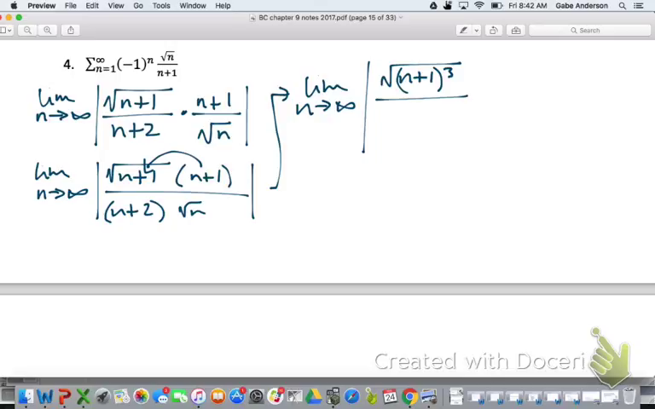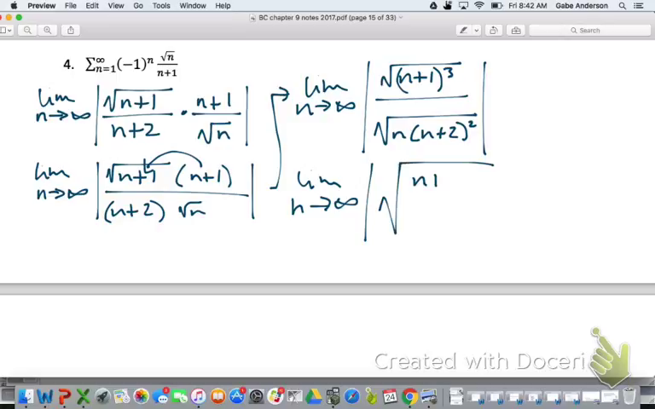That would be the same as to the 3 halves, right? Yes. Okay. And then down here, it would be root n times n plus 2 squared. Remember, if you've got a squared in the radical, you can take it out by just dividing the exponent by 2, right? You can put it back in by multiplying by 2. So, I think at this point I can make maybe one more move and say limit as n goes to infinity of big square root of n plus 1 cubed over n times n plus 2 squared.